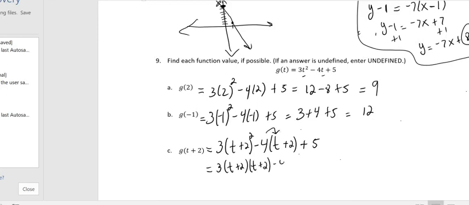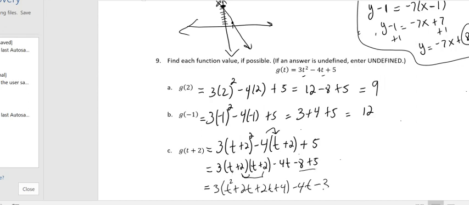Distribute this 4. So multiply the parentheses. t times t is t squared. t times 2 is 2t. 2 times t is 2t. 2 times 2 is 4.